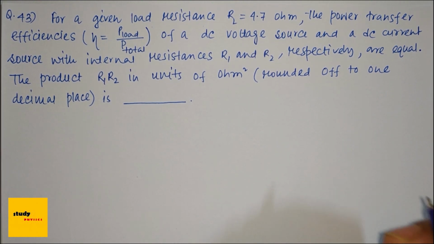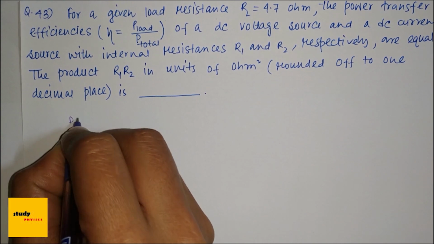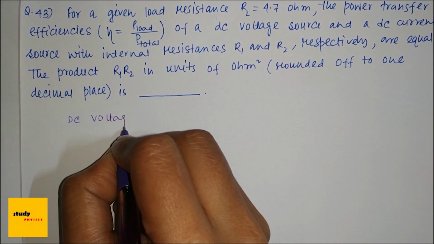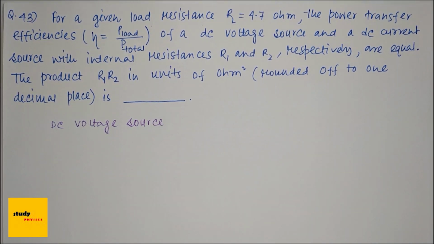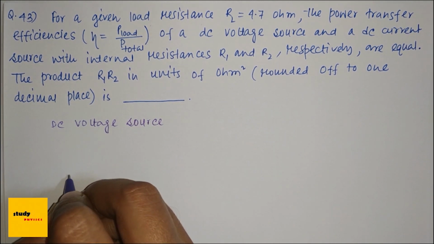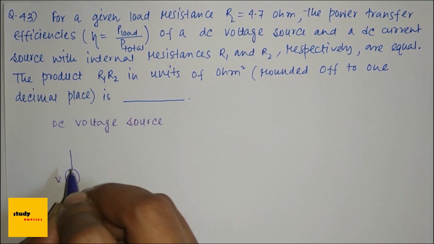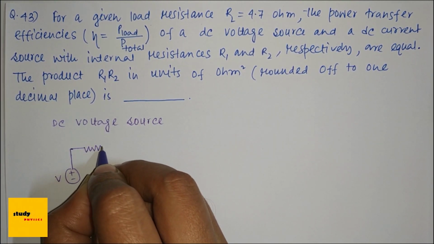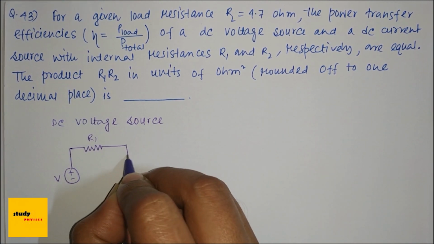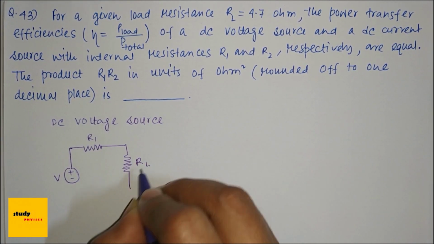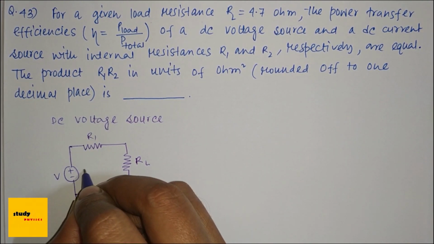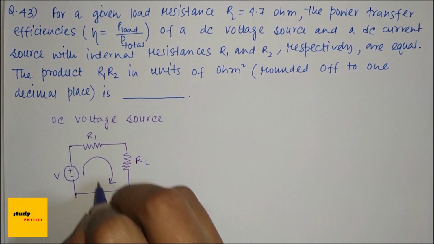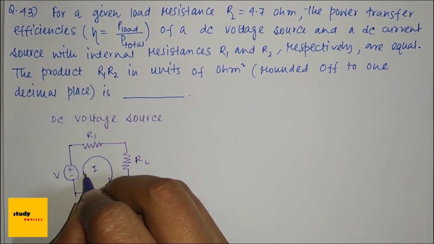So first, the DC voltage source. In a DC voltage source, the resistances are connected in series. So if this is the voltage source V, this is the internal resistance R1, and this is the load resistance RL, this is our voltage source circuit and the current I flows the same.